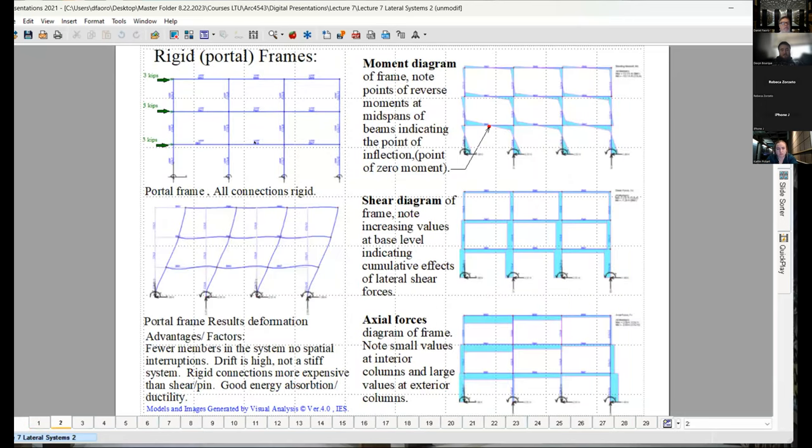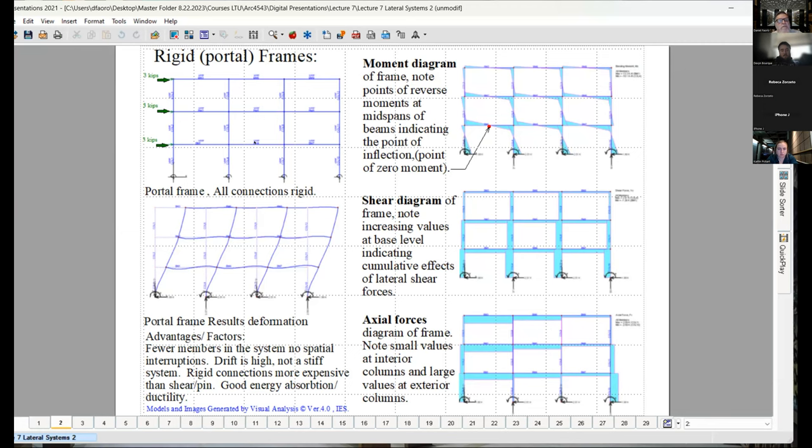So if we take a look at a rigid portal frame, I want you to make a few observations. And the reason I want you to do this is because when we apply this technique to analyzing a rigid portal frame, there are an inherent number of assumptions that are built into the formula. And these slides illustrate why these assumptions essentially can be considered valid or correct.